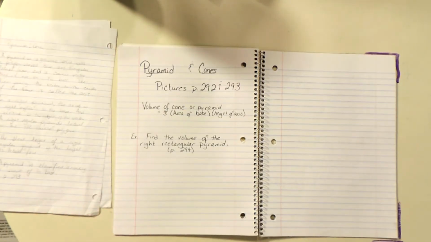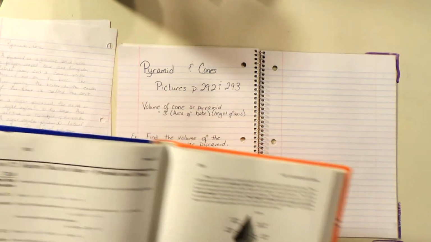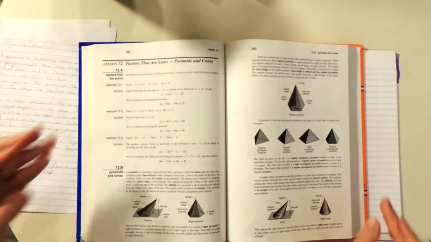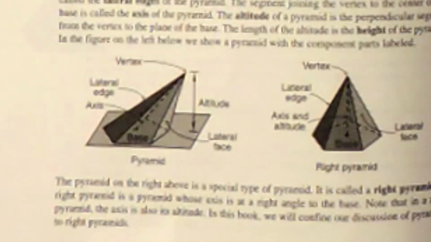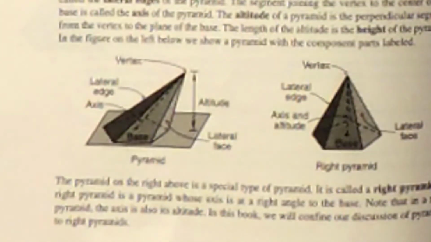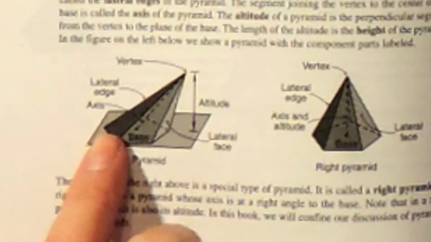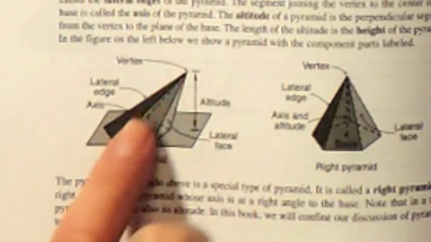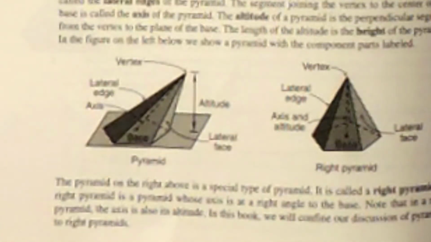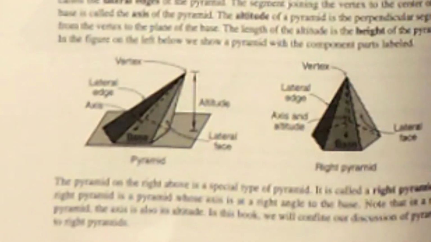Okay, now we're going to talk about pyramids and cones. We're going to use the pictures on pages 292 and 293. A pyramid is a geometric solid with a polygon-shaped base and triangular lateral faces, and a common vertex or point that is not on the base.